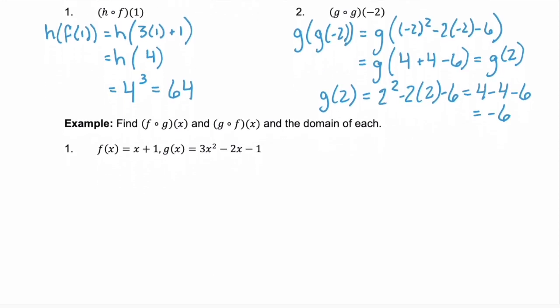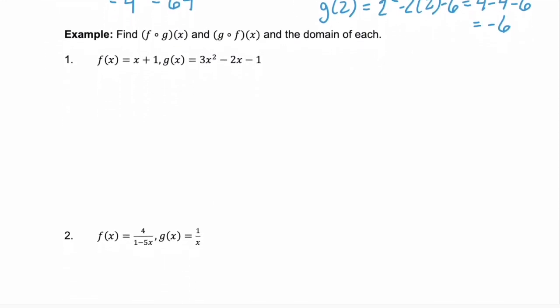Okay, let's look at a couple more examples. And now we're also asked to find the domain of each of these compositions. Remember that the domain are your possible x values. Now notice when we're finding f of g of x, we don't have a value for x. All we're doing is replacing the x in our f function with the function g.